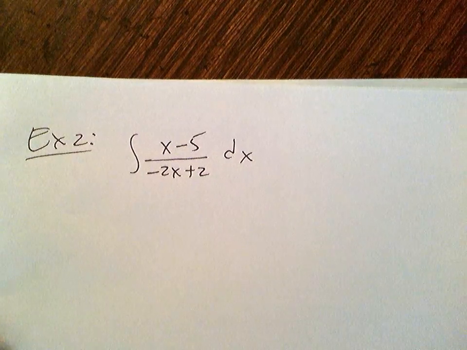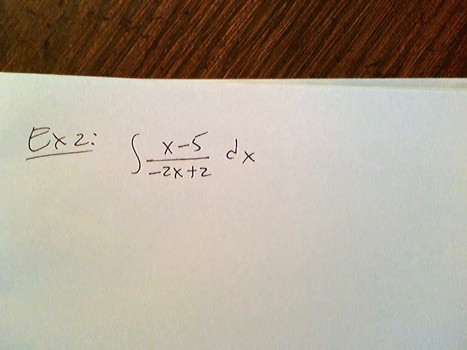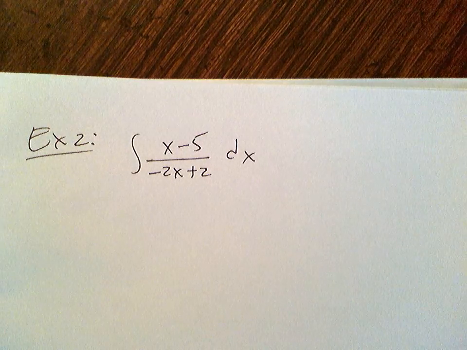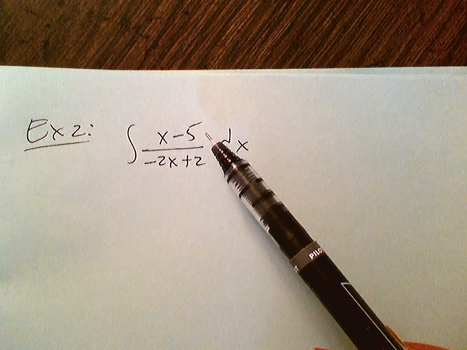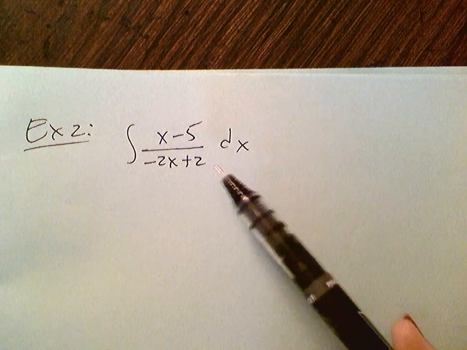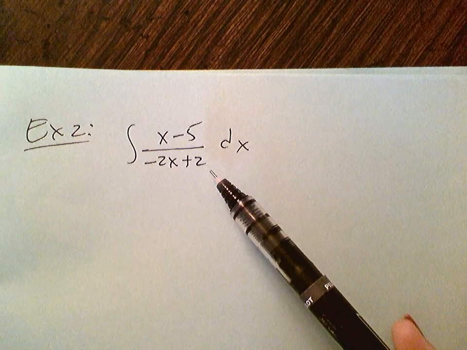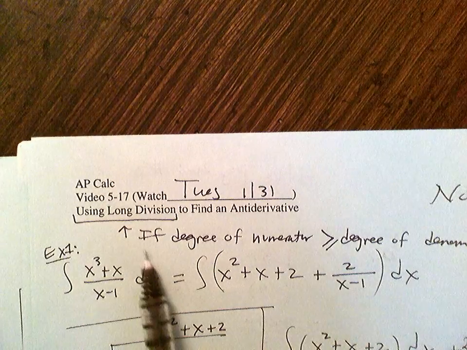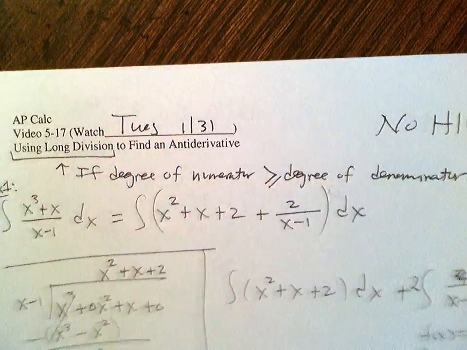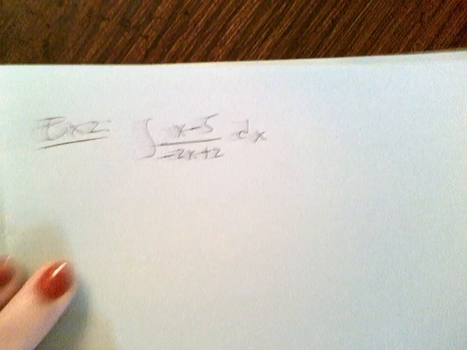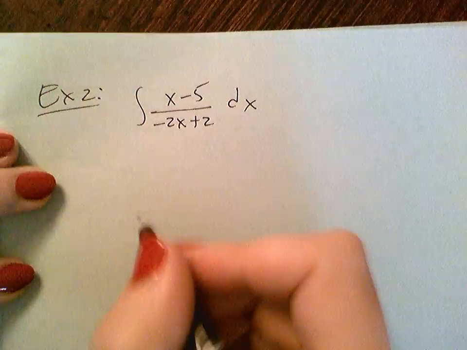So let's flip to the other side. And here is example number 2. We're going to do the antiderivative of x minus 5 over negative 2x plus 2. The degree of the numerator is 1, because that's the highest exponent involved. The degree of the denominator also 1, okay? And then you don't have to flip to the front, but let me. Because remember, we could use long division if the degree of the numerator is greater than or equal to the degree of the denominator. So I'm going to do the same thing that we did before.